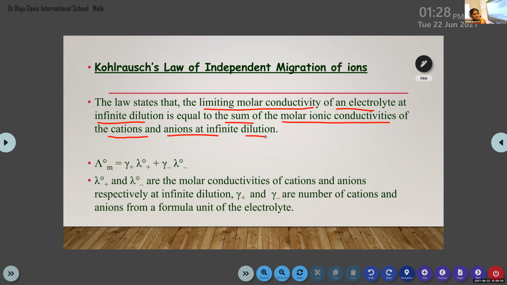What do you mean by cation and anion? Rijas, which one is cation, positive ion or negative ion? Negative. Cation. Negative. Is it negative?